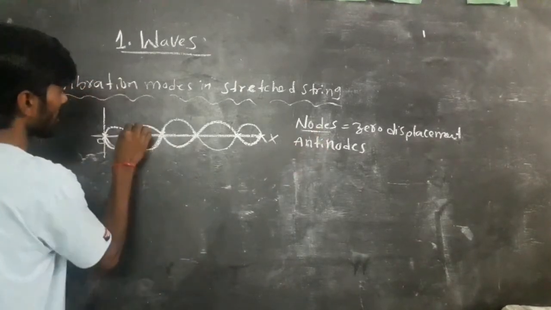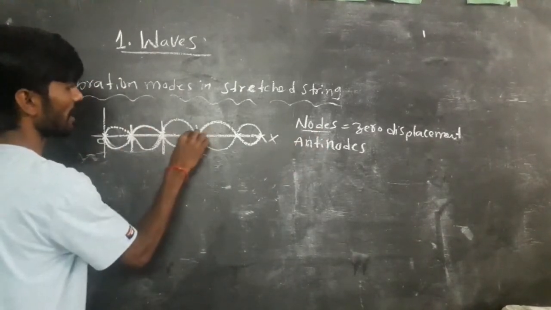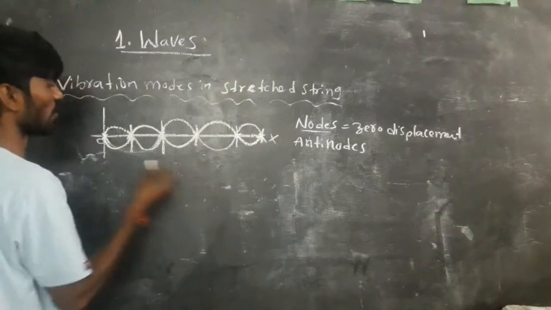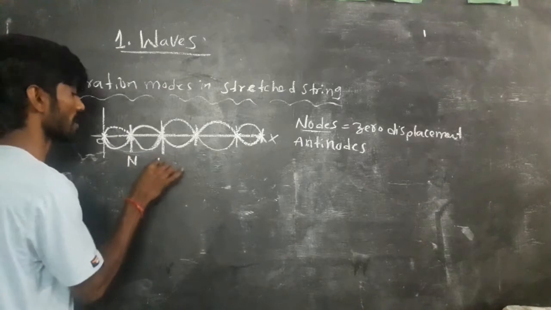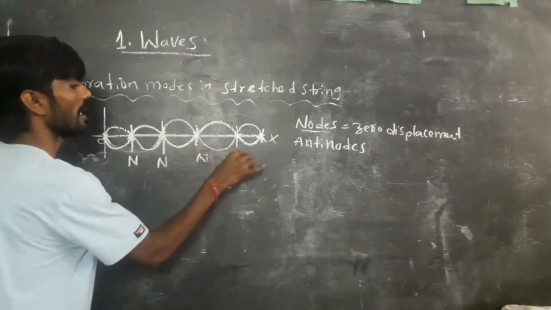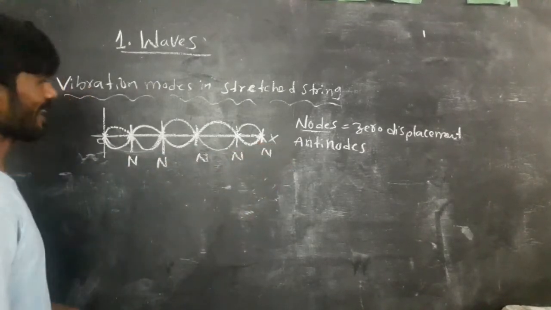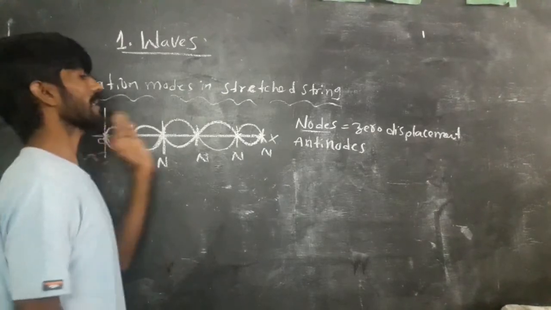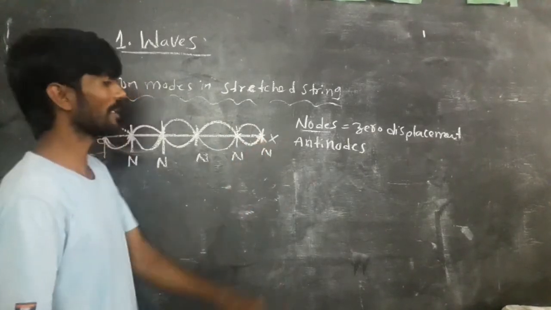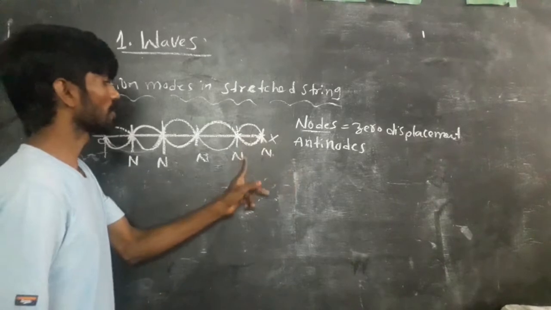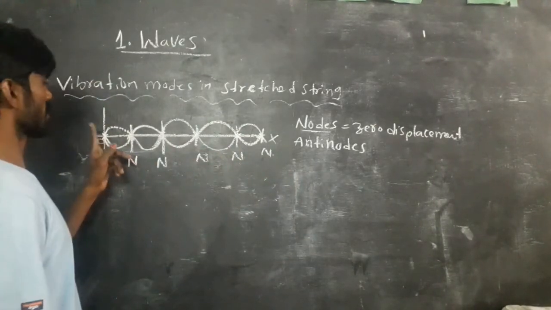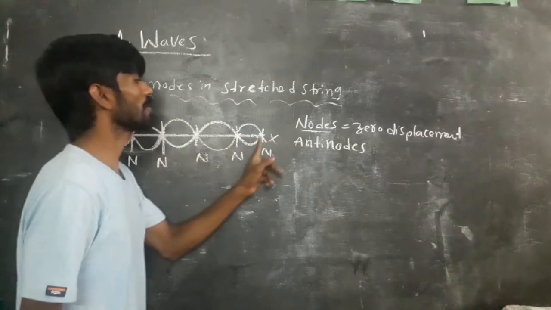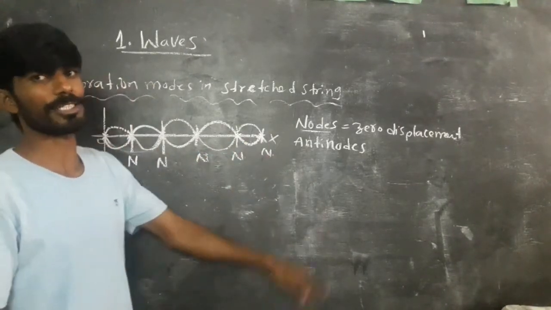These points are totally nodes. So nodes we can represent with the symbol N. For example, if we select this stationary wave, how many nodes are there? 1, 2, 3, 4, 5, and 6. Because these are the zero displacement of the particle in a stationary wave.